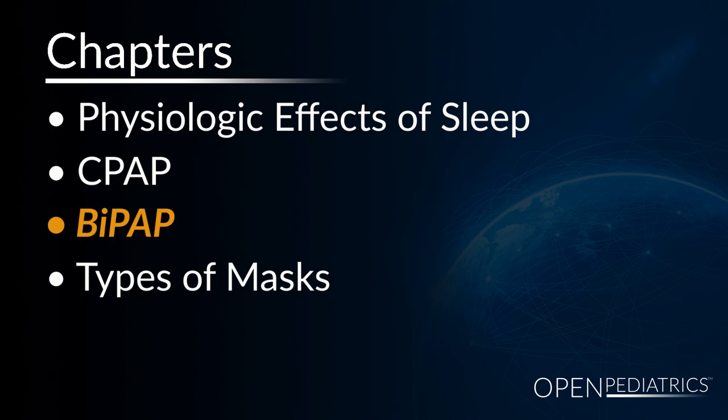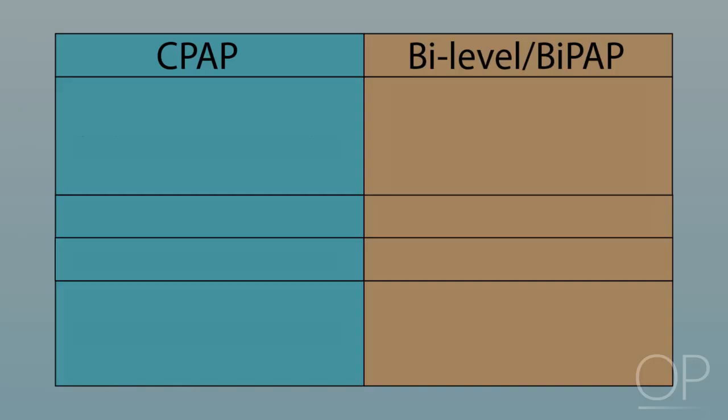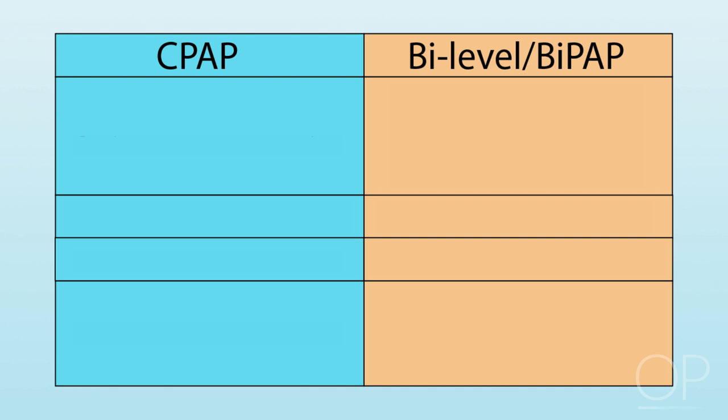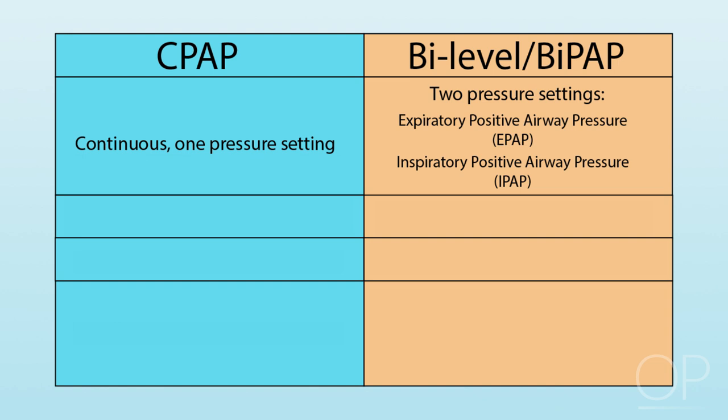BiPAP. Now, coming from a CPAP to bi-level positive pressure therapy, also called BiPAP therapy. So what is the difference between bi-level and CPAP? In bi-level, there are two settings. In CPAP, there is only one. It's a continuous one pressure setting.